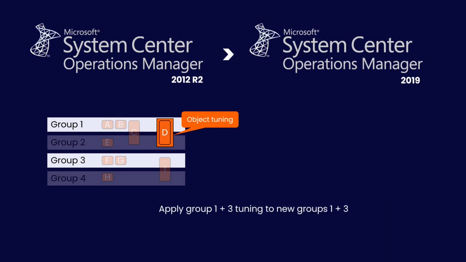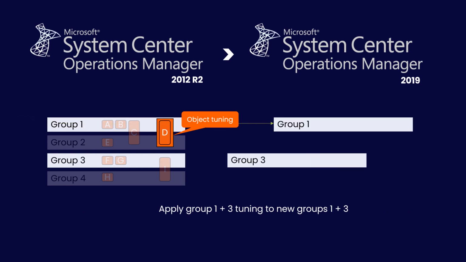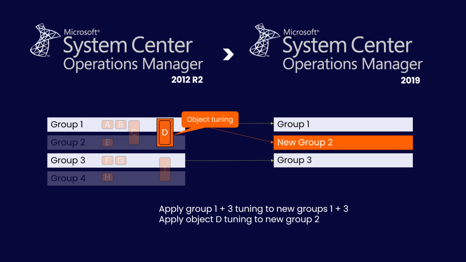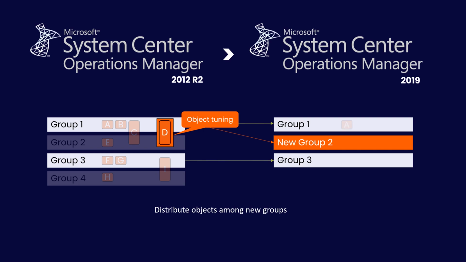We're then going to apply this tuning to some groups in our new SCOM deployment. Group 1's tuning to Group 1, Group 3's tuning to Group 3. And our Object D's tuning is going to be applied to a new group because obviously object-specific tuning is typically not desirable. And then obviously we're going to have to move all of our agents and therefore all the objects into our new SCOM 2019 management group. So that's what we're going to achieve.